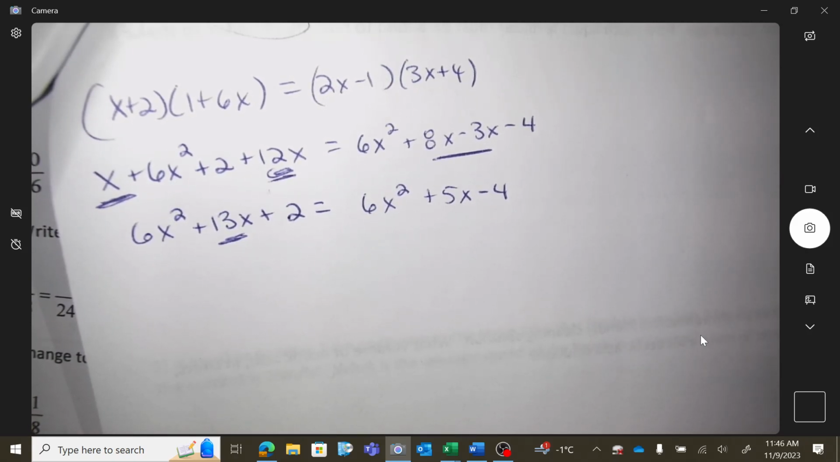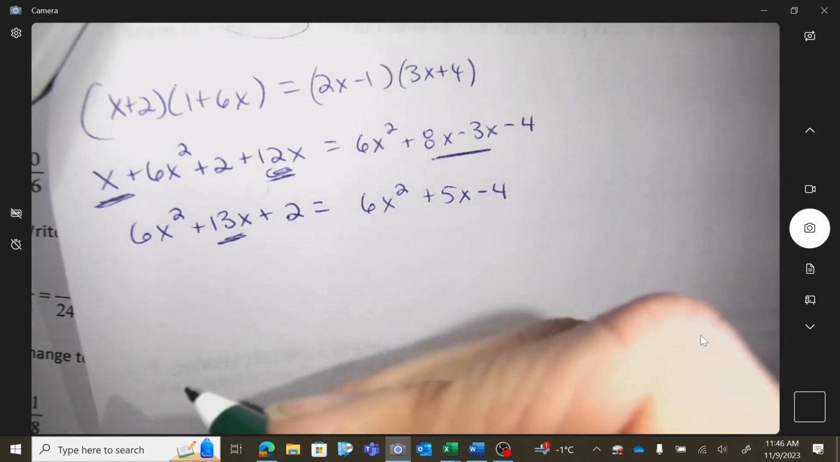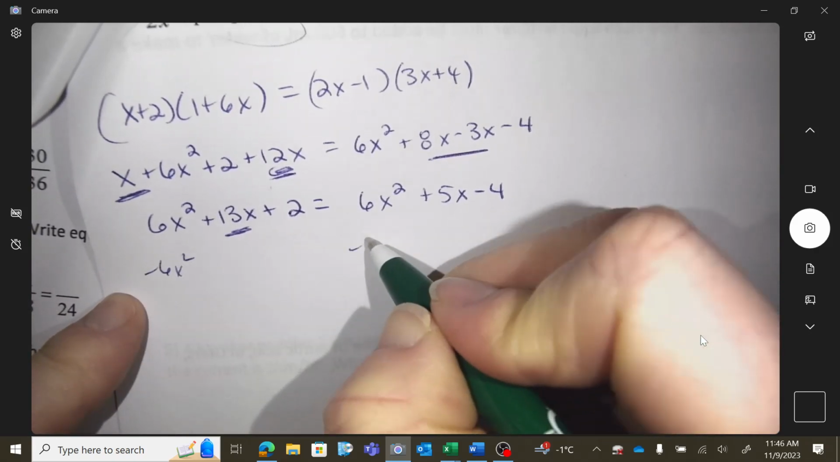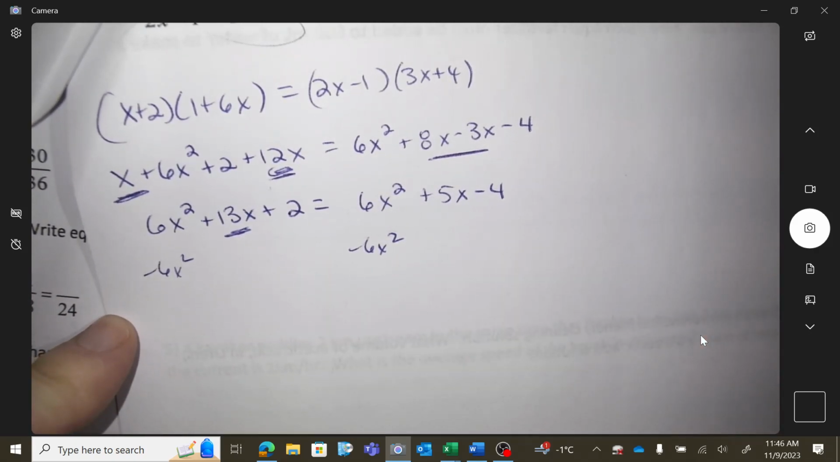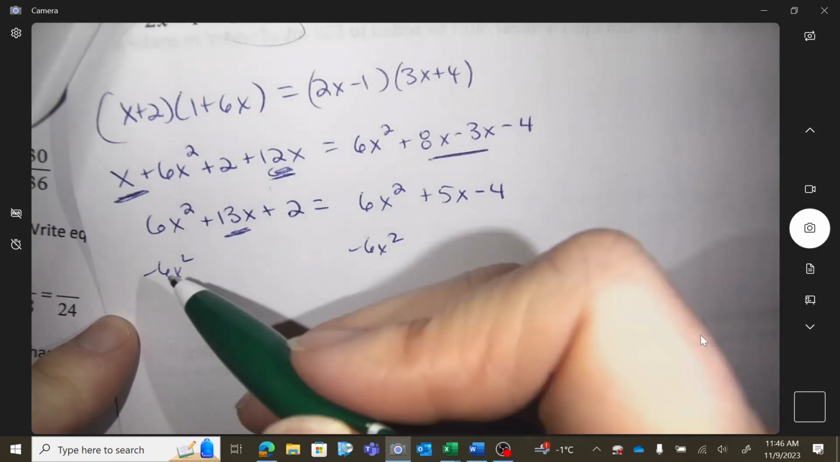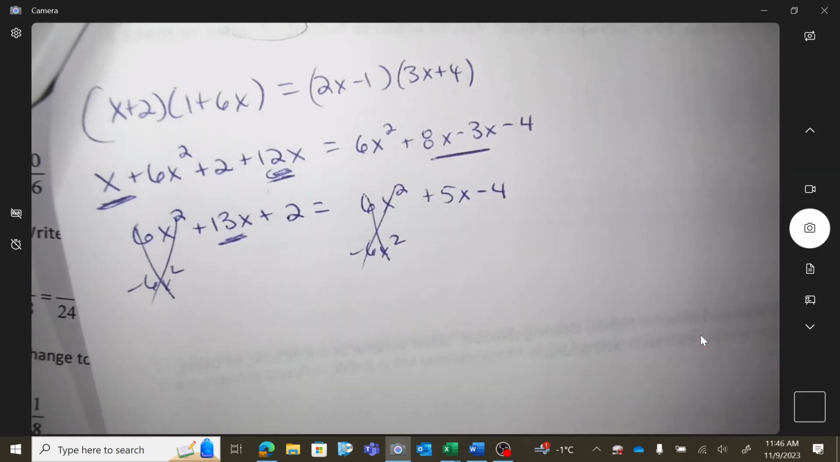Why not? What would happen to these squareds? What if I say I'm going to minus 6x squared on both sides? Can I do that in math? Can I do the same thing on each side of the teeter-totter? They can just go away. So now, how many variables do I see? Just one. So this is an isolation now.